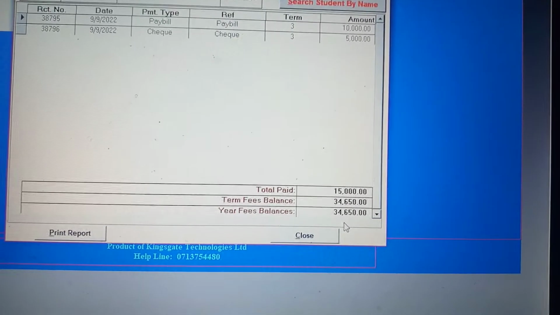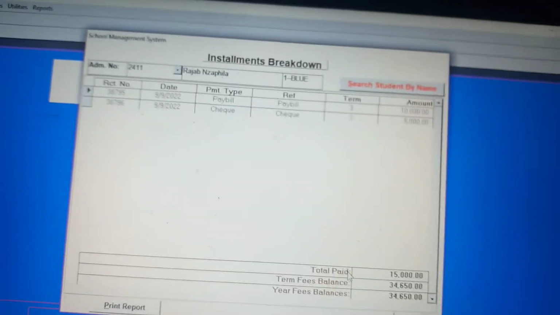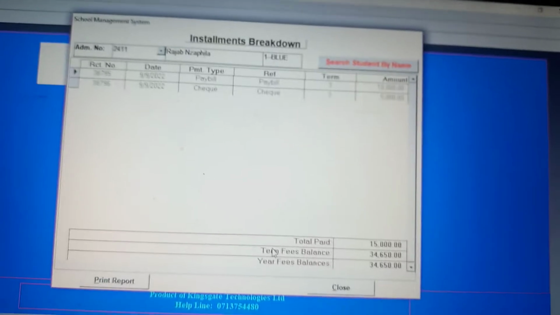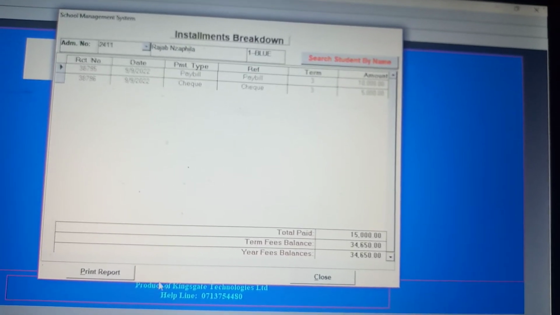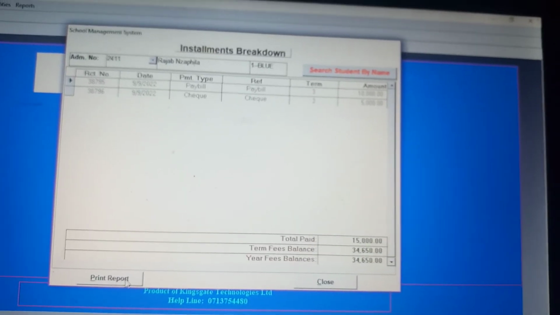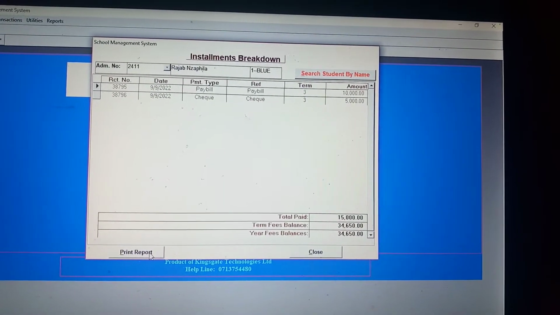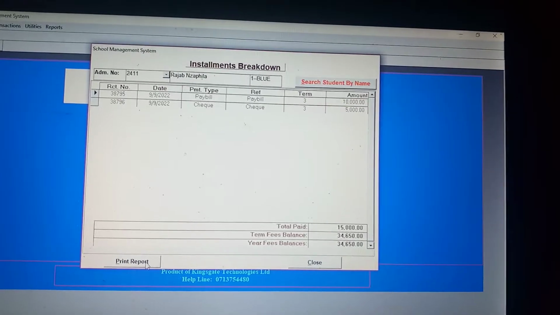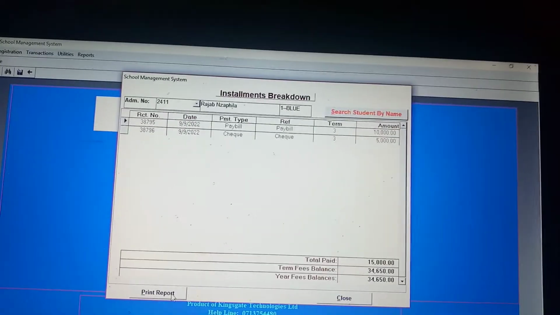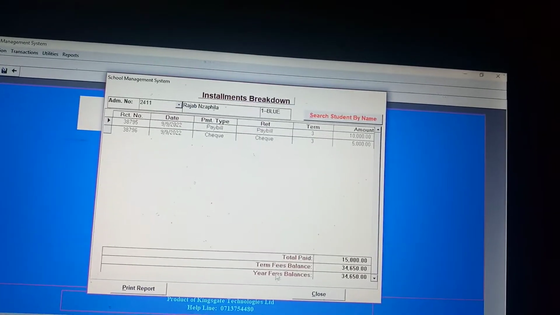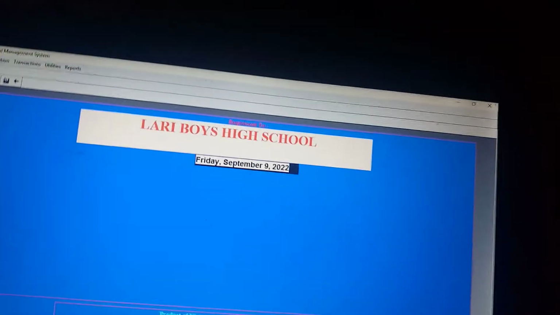So if we were in term 2, the term balance would not correlate with the year balance. Now that we are in that term, the balance is the same as the term balance. So this report again is printable. You can print this report for the parents, and he goes with it. If he wants to present it to the CDF office for funding, he is able to do that, and even show evidence of the previous finances he has been getting and paying to the school.